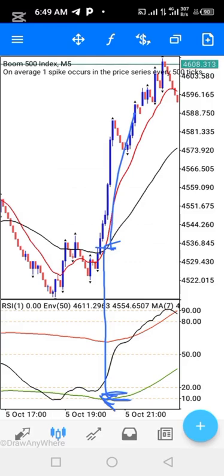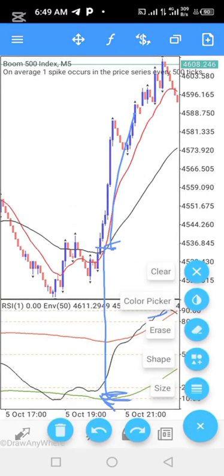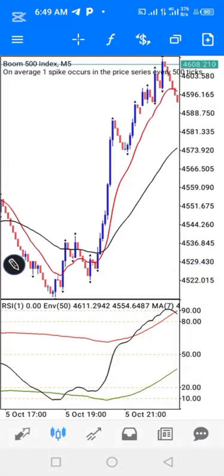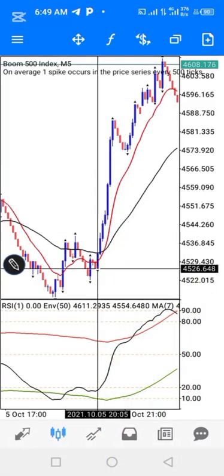So normally you can wait till your moving average reaches your 80 level or your 90 level before you take it, as the case may be. But to be on the safer side, I would advise you just take like 30 pips to 50 pips, right?